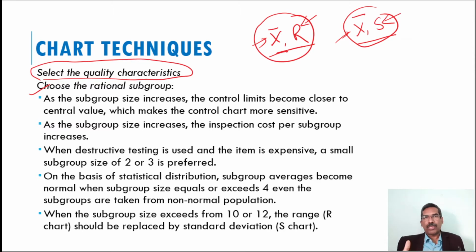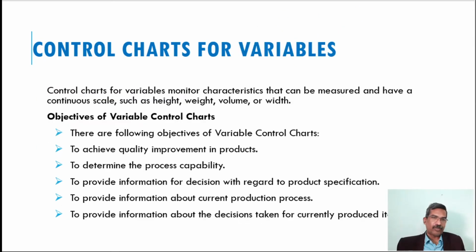So people normally avoid using the standard deviation to calculate this. Therefore, for the smaller subgroup size, in place of the S chart, we use the R chart. But for the larger subgroup size, if it is 10 or more than 10, then we should prefer the S chart in place of the R chart.